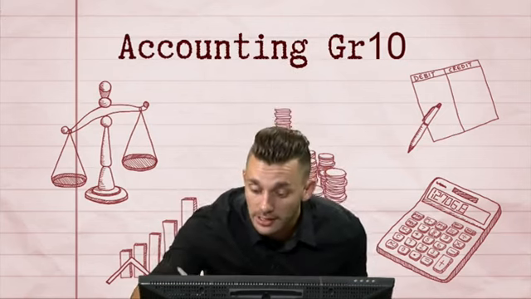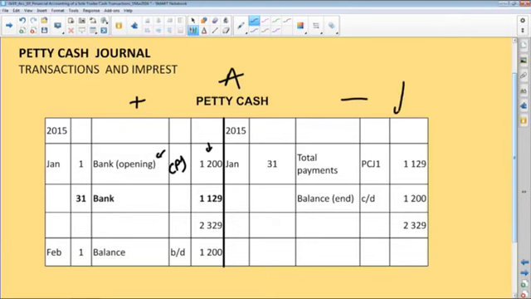What happens to this petty cash? It's getting smaller and smaller, so it's going down, right? So let's look at the T account. When we use it, it's going down, and we can write it in here as total payments. My petty cash journal is now used, and how much did I spend?